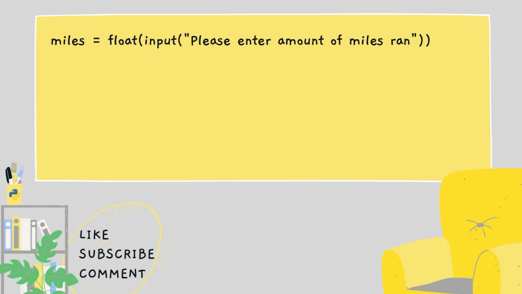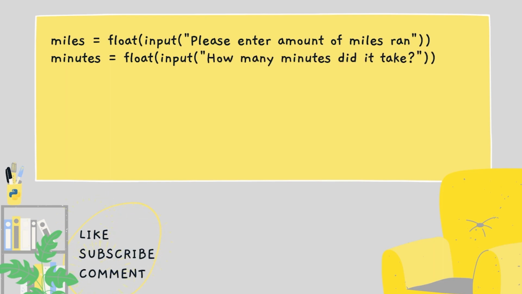Now that we know how far they ran, we need to know how long they've been running outside for. So let's create another variable. Let's call it minutes. And let's ask the user to enter how long they've been running outside. We'll follow the same process as we did before.